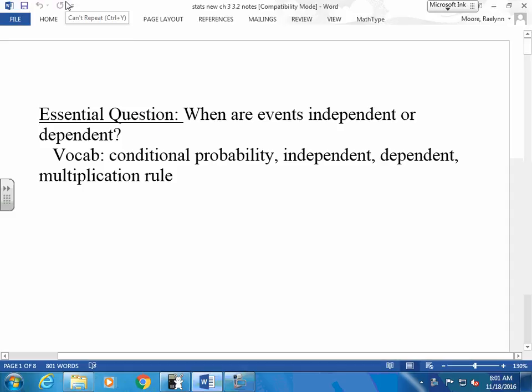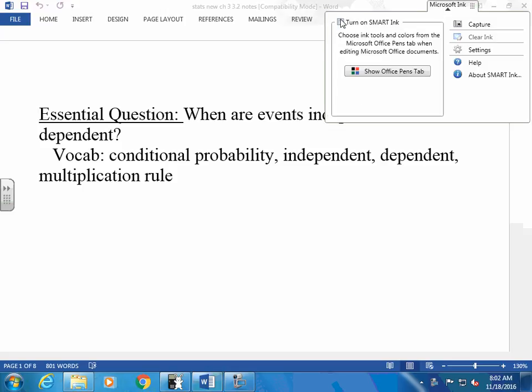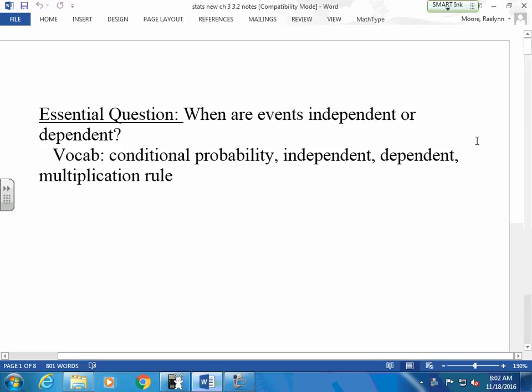Versus independent. When something is independent, it means that outcome has no effect on anything else. Just like an independent person, they have nothing to do with anybody else. A dependent person depends on something else happening, depends on someone else. And a dependent probability depends on something else's outcome.